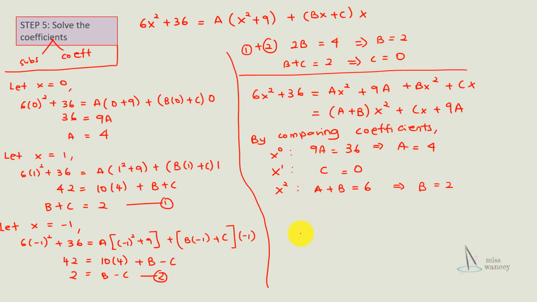So now let us substitute into the question again. So 6x squared plus 36 over x times x squared plus 9. So a is 4, so 4 over x plus 2x plus 0, so I don't have to write down 0, over x squared plus 9. So this is the answer for our partial fraction.